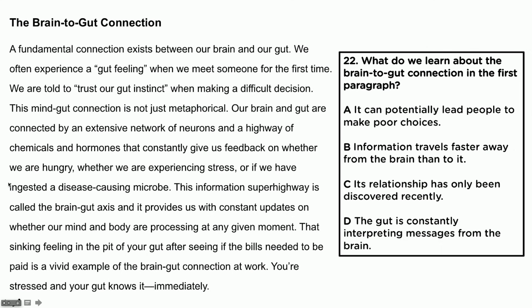Let's look more closely at this paragraph, and we can see a few parts where it does mention that. It says the brain-gut axis provides us with constant updates on whether our mind and body are processing at any given moment, the brain-gut connection at work, and your gut knows it immediately. So D, the gut is constantly interpreting messages from the brain, is definitely the best choice here. A, B, and C can be eliminated. Let's go with D. So how did you go there? Do you feel like you would have chosen D in the exam? Hopefully you would have. Okay, let's do another one of these together.